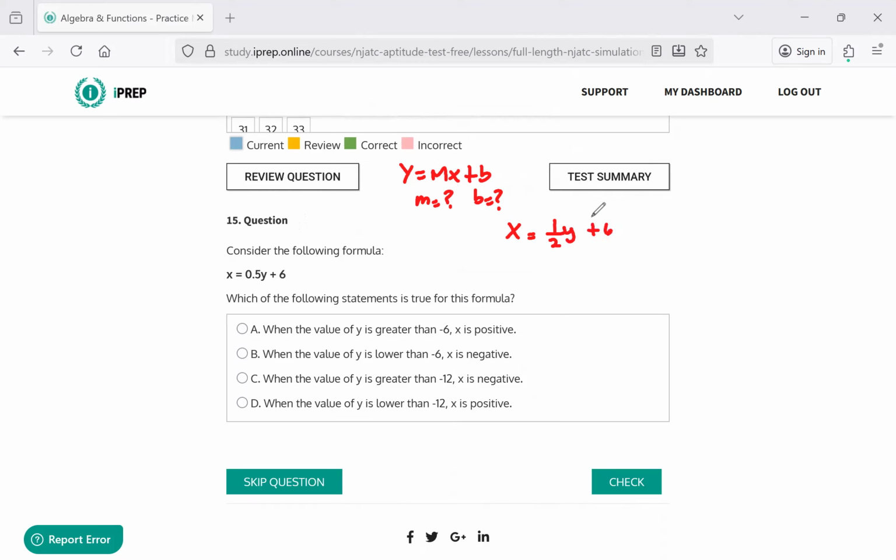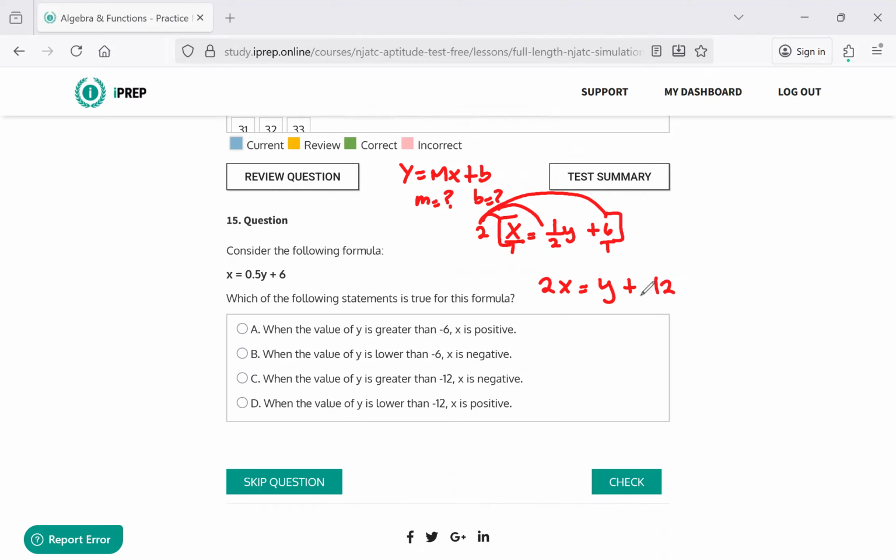And what I would do is get rid of the fraction. That would make our life so much easier. So to do so, I'm going to multiply everything by 2 because our common denominator is 2, right? So I'm going to multiply everything by 2. So 2 times x is 2x. What's 2 times 1/2 y? Well, the 2's are the same, so your 2's cancel, you're left with y. And then what's 2 times 6? 12. So I did that to get rid of the fraction.